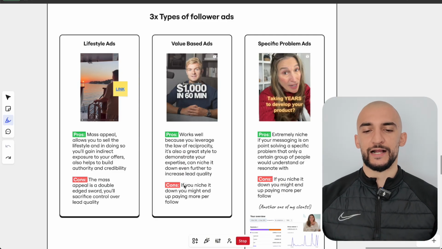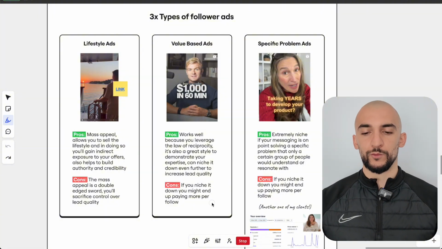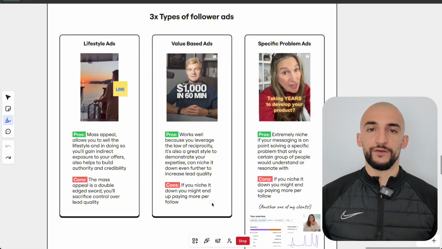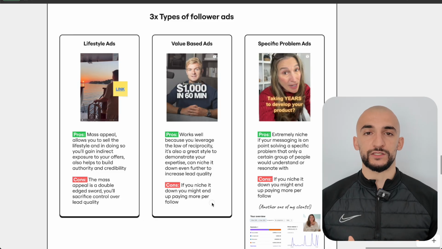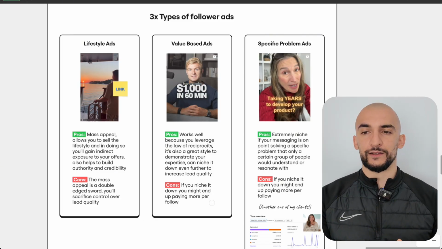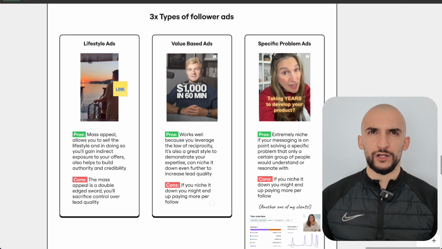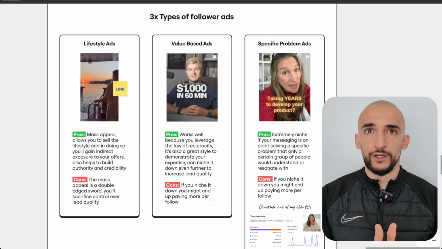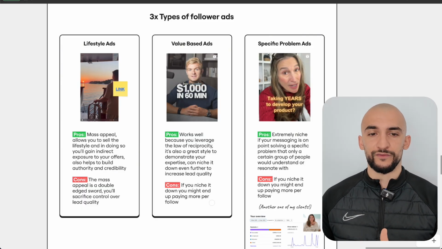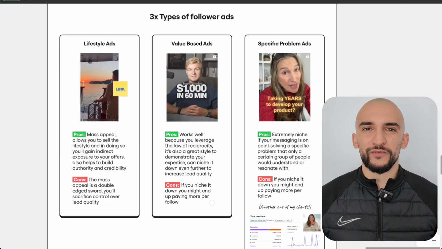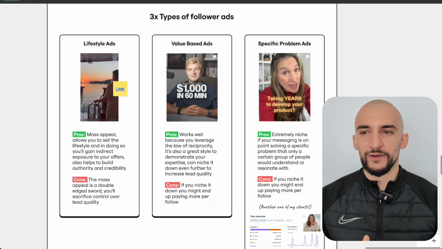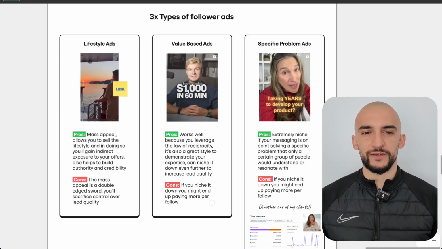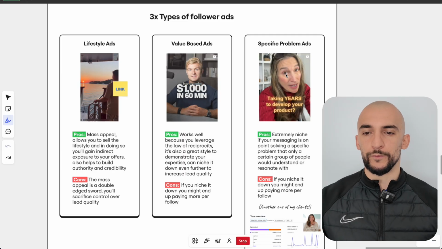Now, the con for this is that if you niche it down, you might end up paying more per follow, which I put as a con because it's the only con I could think of, but I don't personally view it as a con, because if you are paying a high amount for a very qualified lead, if that lead's valuable to you, if you have a high ticket program or a long lifetime value for each lead, it's not going to bother you, right? Because if you're paying for the right person to come follow you on social media, you're not going to care, because it's exactly what you want.